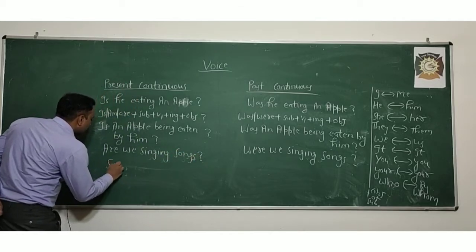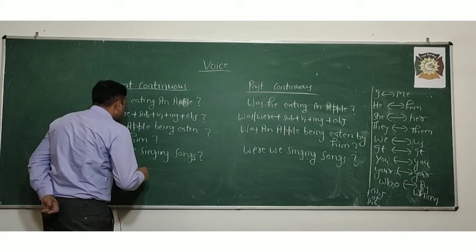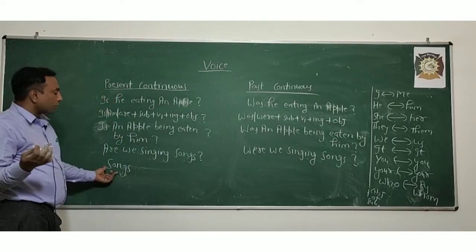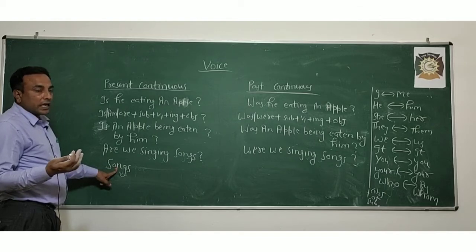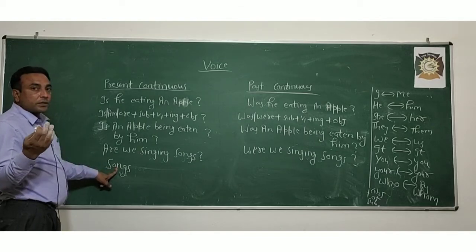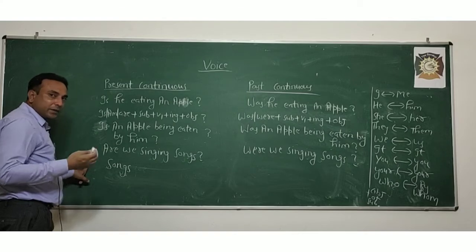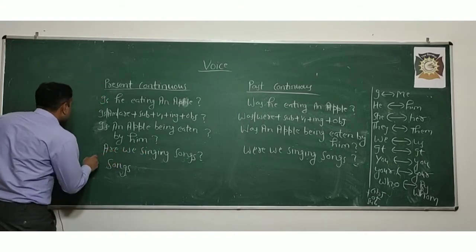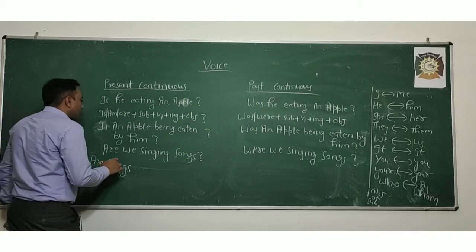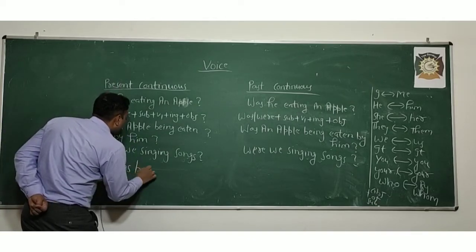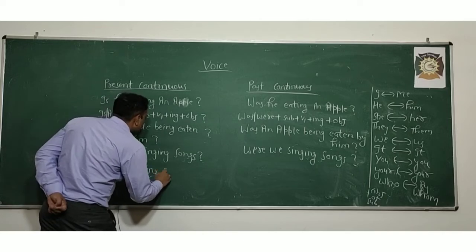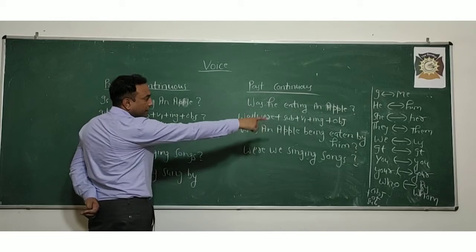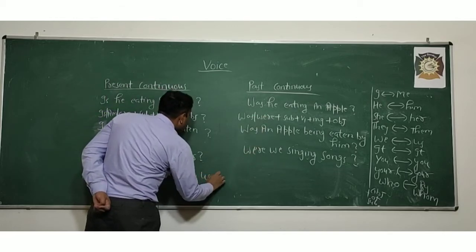Songs is plural because there are many songs, so we will use the helping verb are. When a sentence becomes interrogative, the helping verb comes before the subject. So, are songs being sung by us? I have written there, by us, question mark.